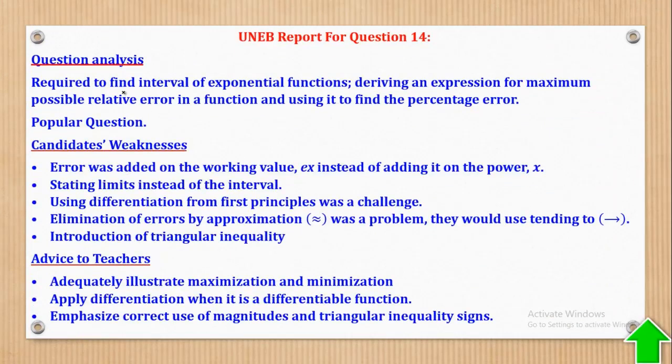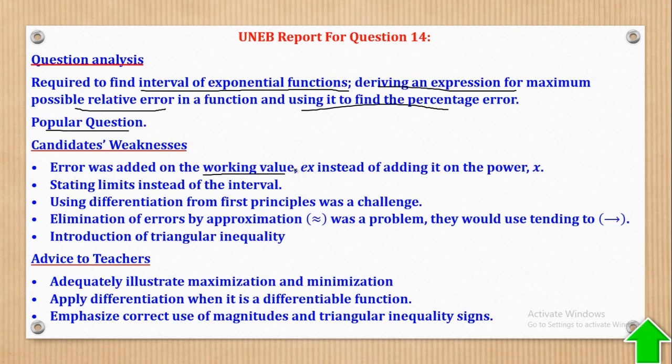So the question required finding the interval of exponential functions, deriving an expression for the maximum possible relative error in a function, and using it to find the percentage error. The question was popular, meaning it appears frequently in previous past papers. The weaknesses of the candidates were: one, the error was added to the working value of e^x instead of adding it on the power.